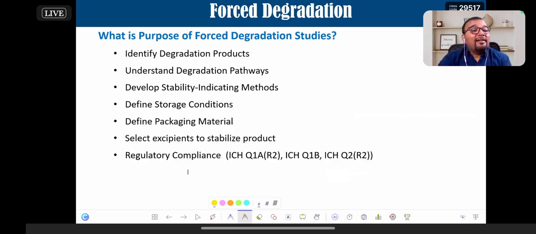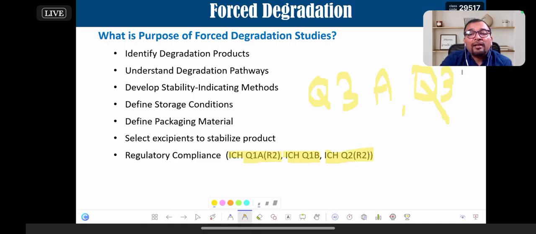And there are regulatory requirements also. ICH Q1A(R2) is for what? A stability study guideline, Q1B for photostability study, and maybe analytical method validation requirements to be fulfilled. And in addition to this, you need to understand the requirement of Q3A as well as what is another guideline? Q3B for drug product. Now, this generally helps you to define the limit for those degradants or the impurities.